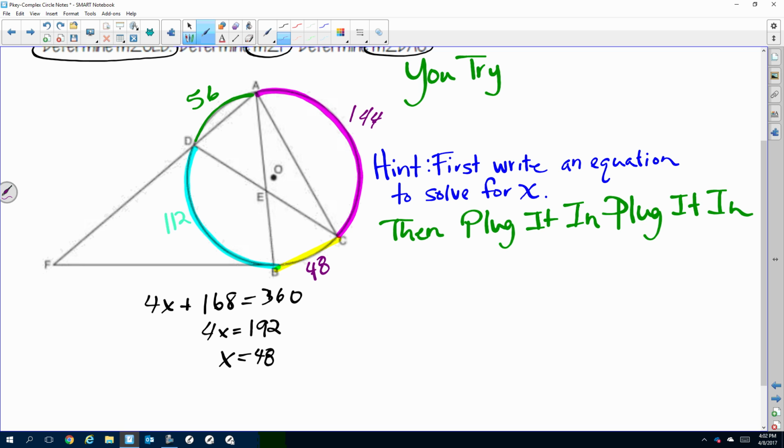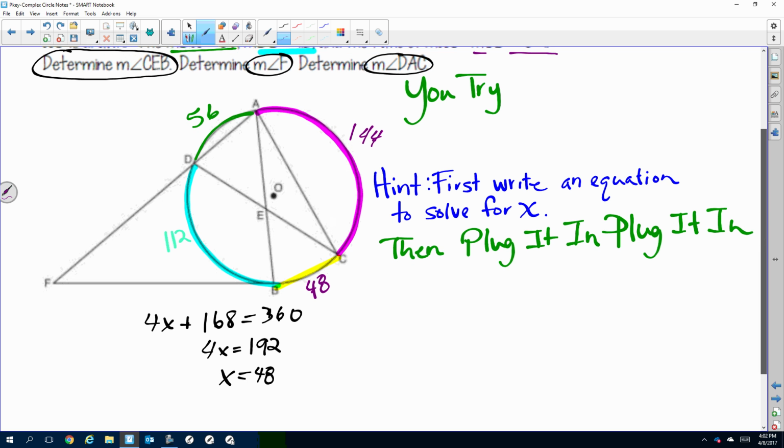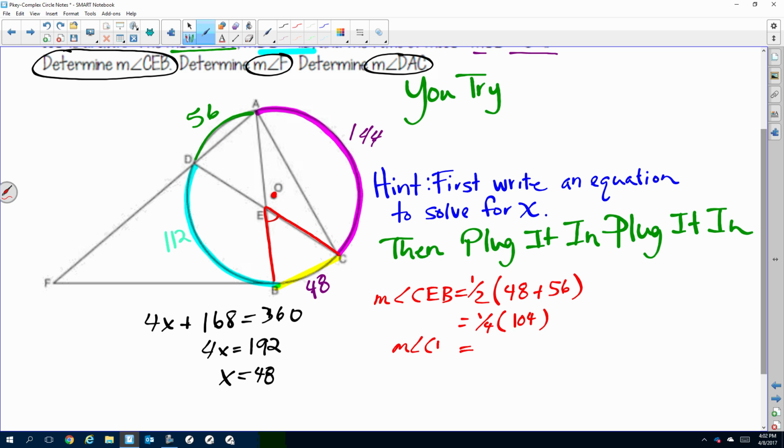Now that I have all my arc measures, I'm going to do step 2, which is to solve for the missing parts. The first part we're trying to solve for is the measure of angle CEB. I have to identify where it's at. This point here is our center, so that means it is an interior angle, and I need to use my interior angle rule. The rule says your interior angle is half the intercepted arcs. My intercepted arcs would be the 48 plus the 56. I take that sum, which is 104, and take half of that. So angle CEB equals 52 degrees.